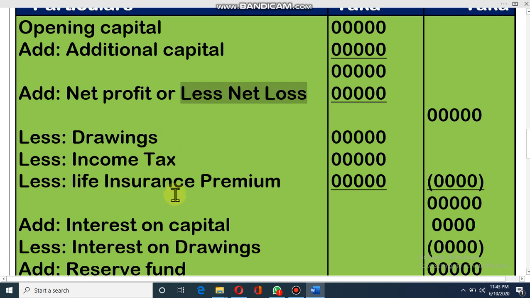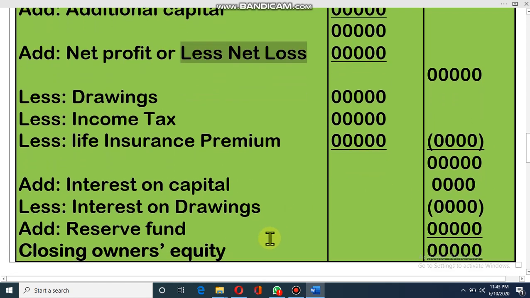So all of the drawings will be added together, then total drawings will be subtracted from total capital. Then this is equity now. That means this is total capital, then this is total drawings. Capital minus drawings, then you get the equity. And there are some more items, dear student.